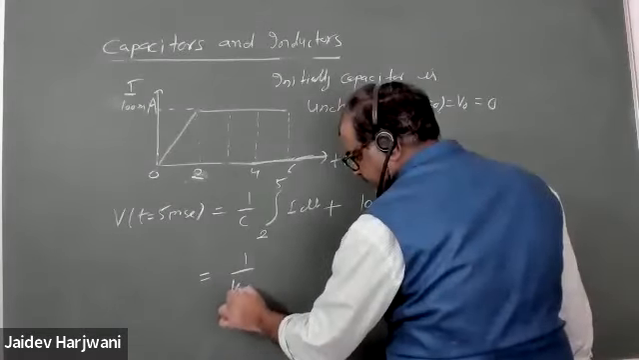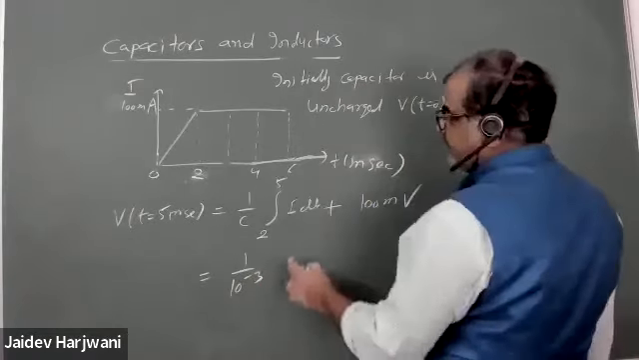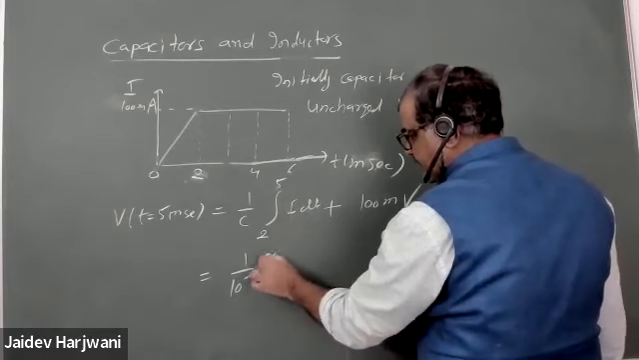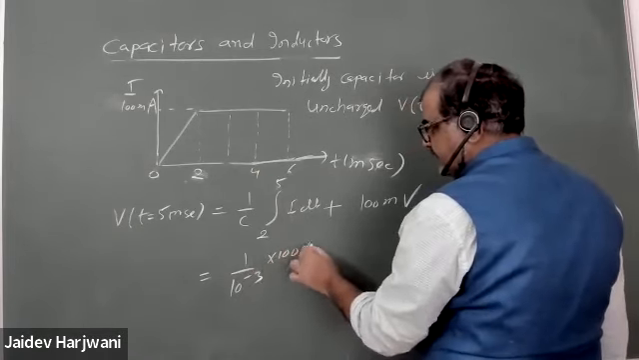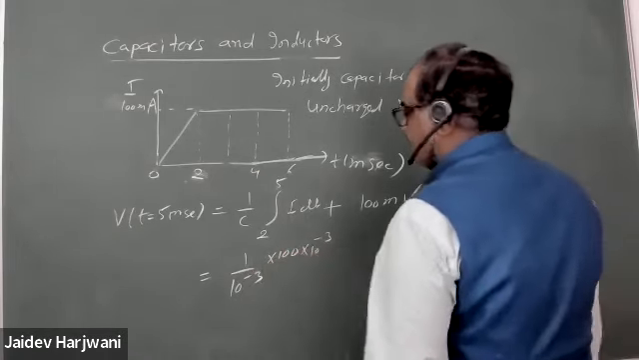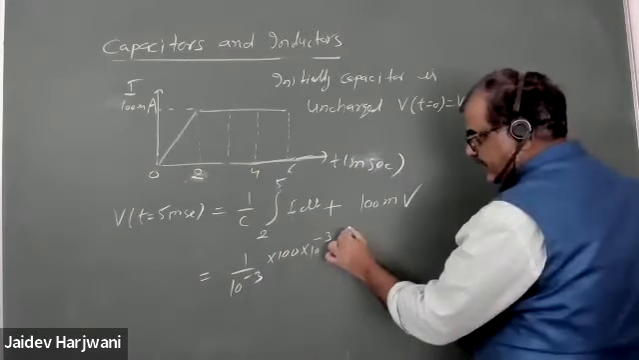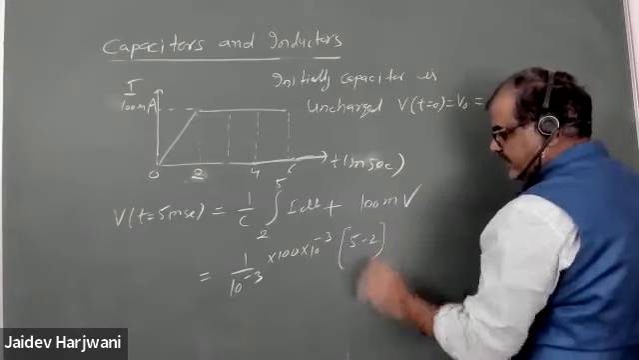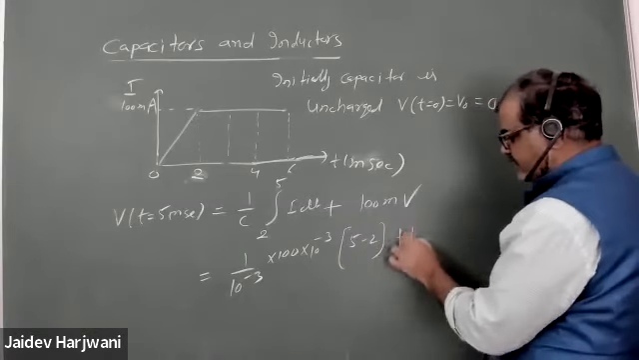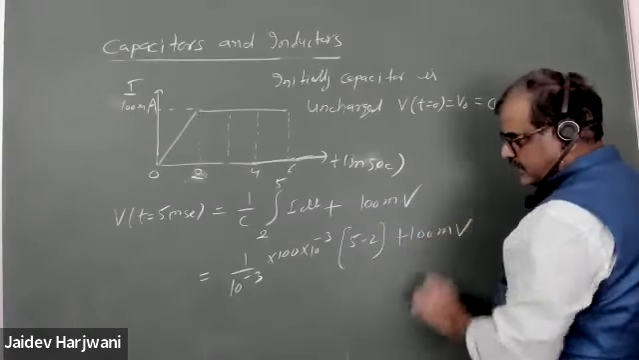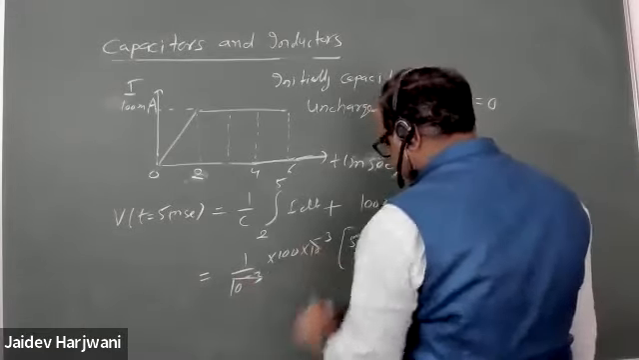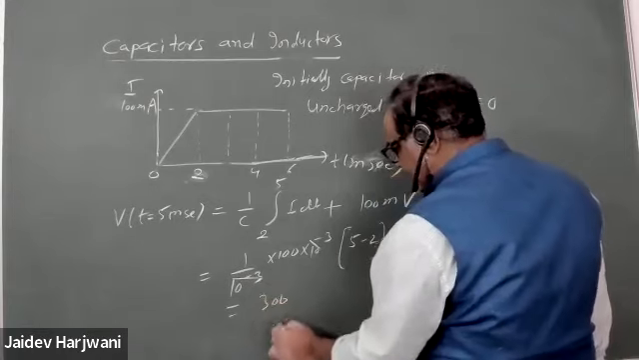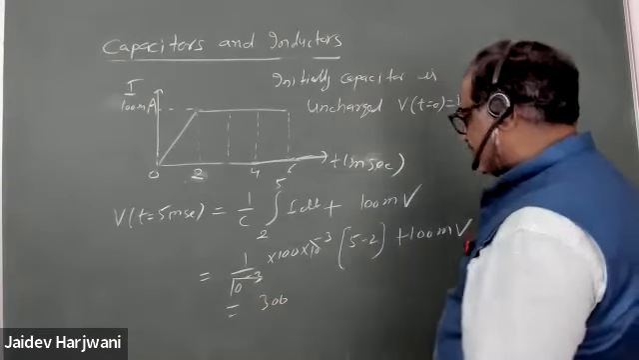1 upon 1 millifarad, 0 to 5. Now current is constant, 100 milliampere, so you can simply put the current value, 100 milliampere, outside. And integral of I dt, dt is from 2 to 5, so 5 minus 2, dt time 3 seconds, plus 100 millivolt. So how much does it become? Does this cancel? So this becomes how much? 300 millivolt should come, no?